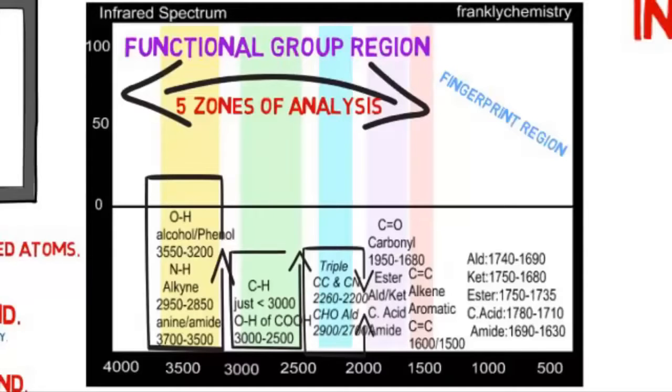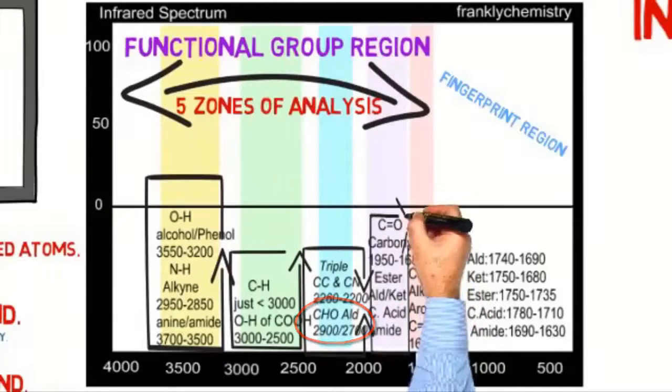Next, color coded in blue, we get the C triple bond C and C triple bond N stretches between 2260 and 2200, as well as the CH stretch as found in an aldehyde, occurs between about 2900 and 2700.